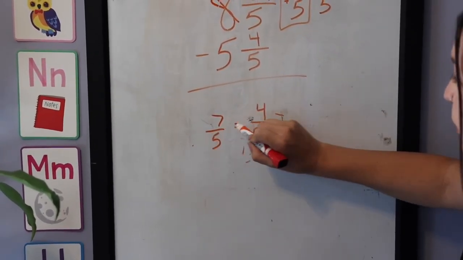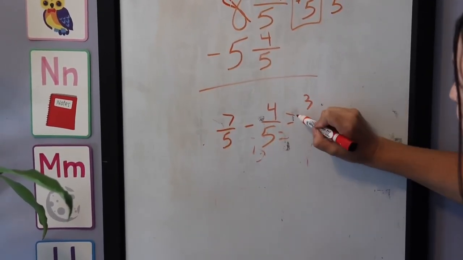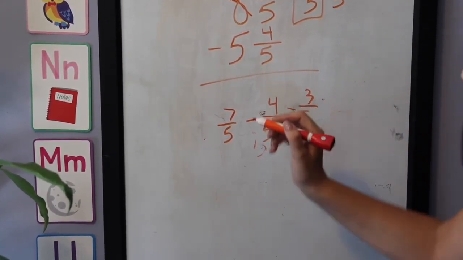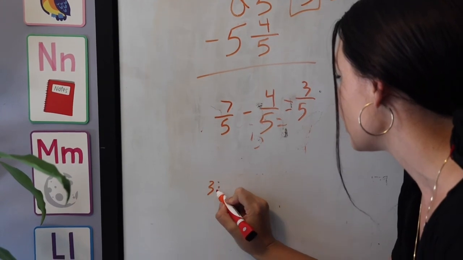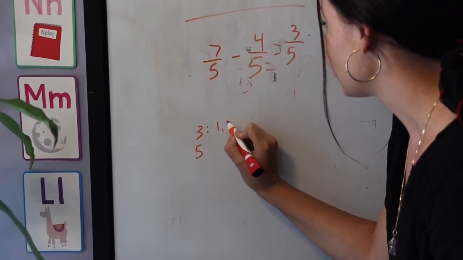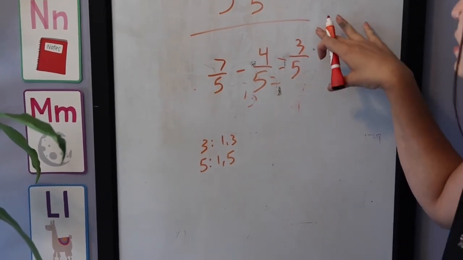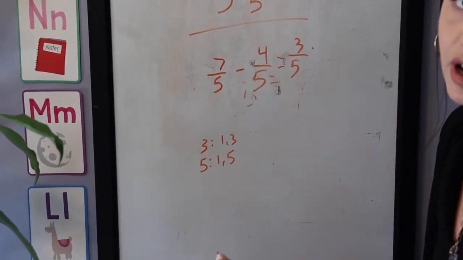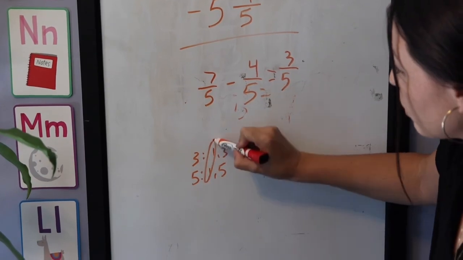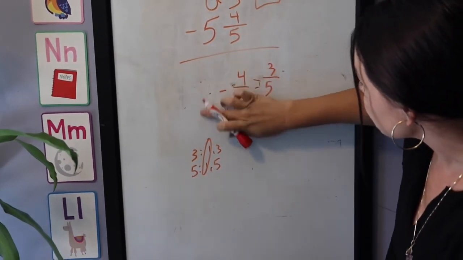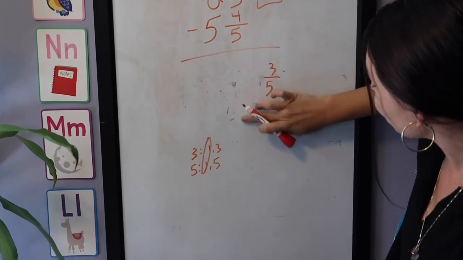So 7 minus 4 is 3, same denominators, over 5. Both these numbers are prime, so even if we wanted to write out our factors, we can. 1 and 3, 5 is going to be 1 and 5. Remember, if you have a prime number as the numerator and the denominator, you will not be able to simplify. So the only number we have is 1. So now we have, I'm just going to erase this, 3/5.